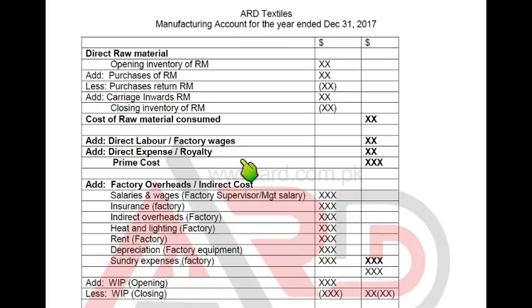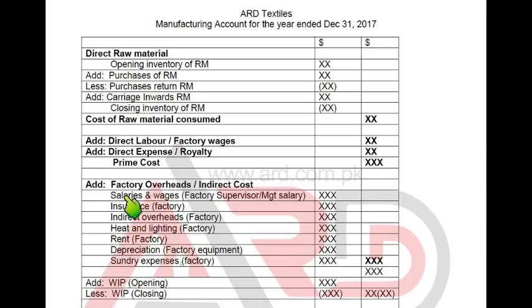After prime costs, as you already are aware, prime costs are all direct costs. After direct costs we'll be writing indirect costs. Indirect costs are also known as factory overhead. Now factory overhead are all the costs that are incurred in a factory but which cannot be directly traced or identified in a product or service.